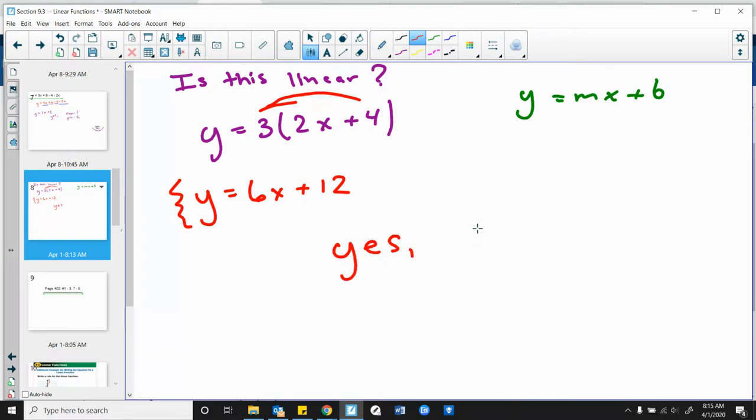We need our slope. Okay, so my slope in this case would be the y equals mx, so 6. And my y-intercept is going to be 12. Y equals mx plus b, which is 12. Okay? That's all we're focused on for today.